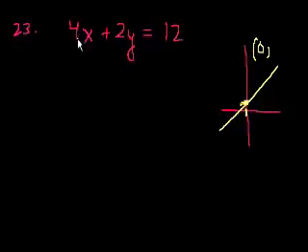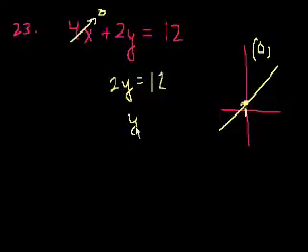So when x is equal to 0, this 4 times 0 is equal to 0. So that just becomes 0. So you get 2y is equal to 12. Y is equal to 6. And that's choice C. Right? All they want to know is, of this line, when x is equal to 0, what's y? That's what the y-intercept is.